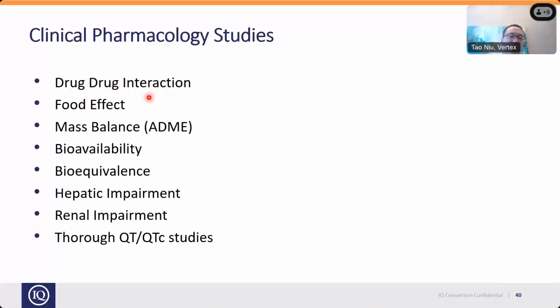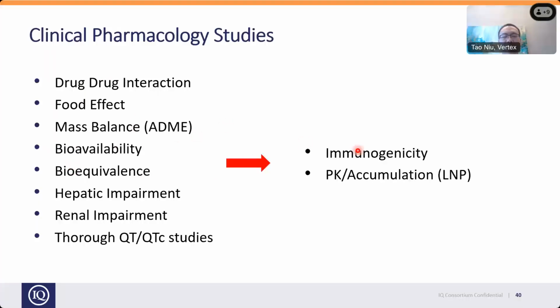So then, as you see to the left, these are the typical clinical pharmacology studies required for small molecules. But in general, most of these things do not apply. But for this type of modality, you need to monitor the immunogenicity, like I said, and also the PK for novel lipid, particularly the accumulation of novel lipids.